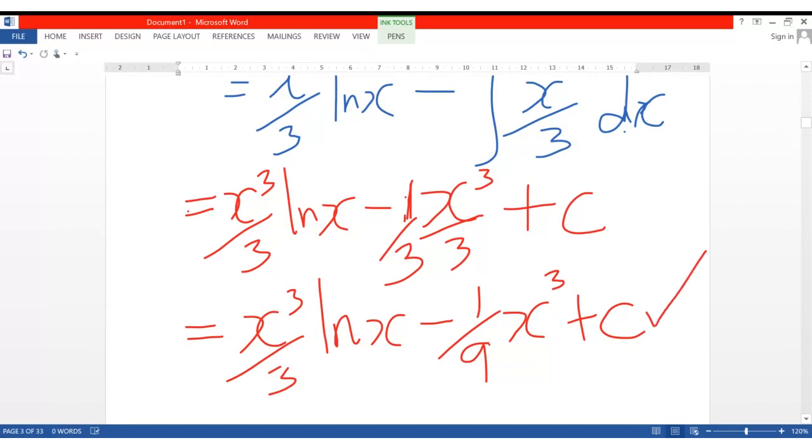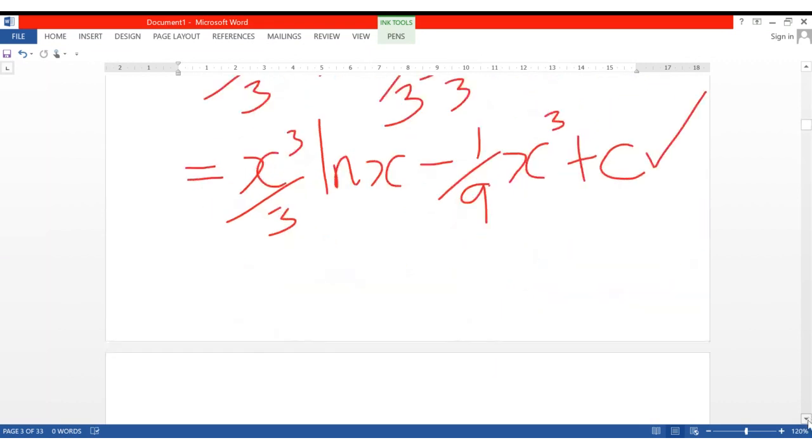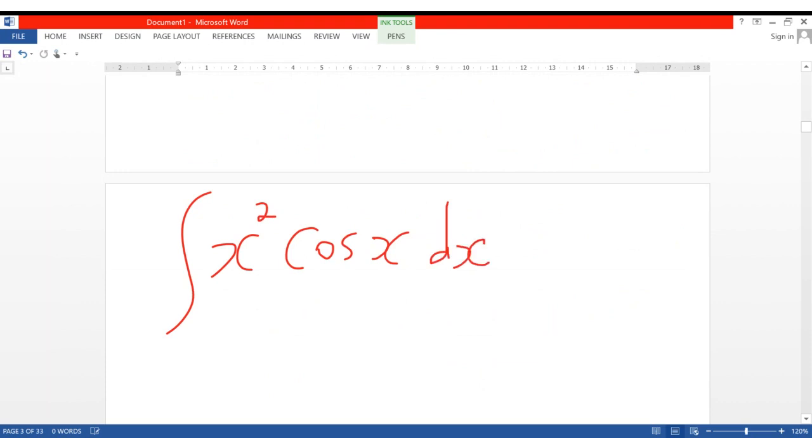So if we are good at knowing which function we shall call u and which function we shall call dv, then you are done. I don't think we'll have any problem. Let me do another one. And then I comment, there's something on the notes on tabular form of integration. So let's say we have x squared cos x dx, when integrating such a function.